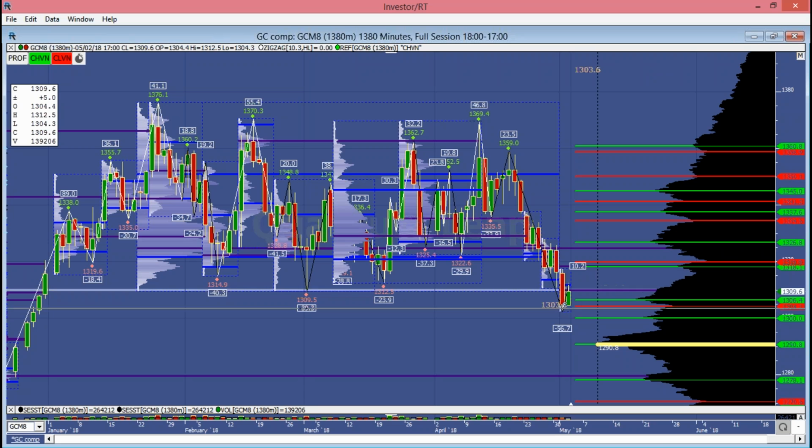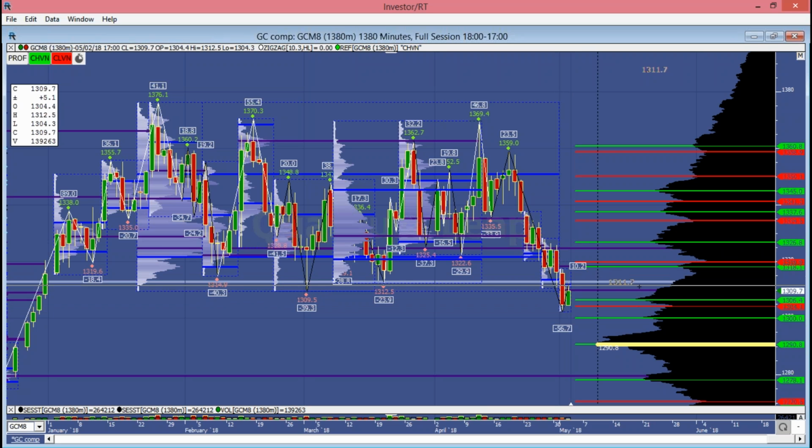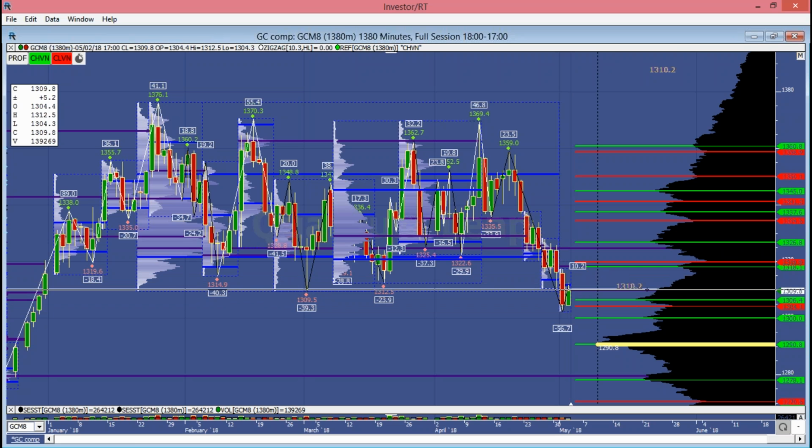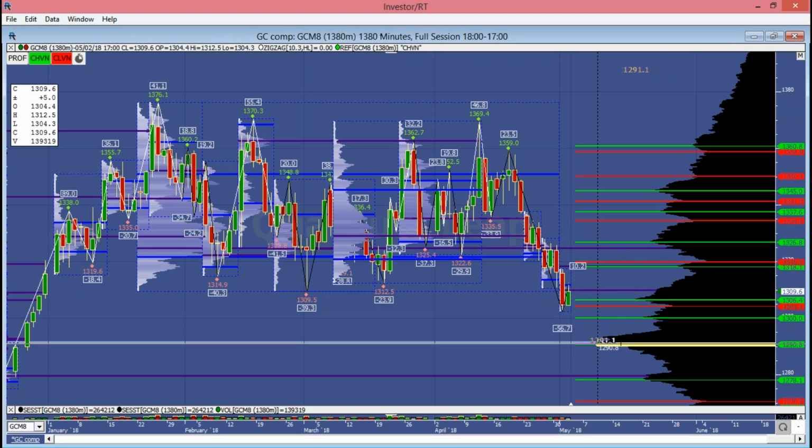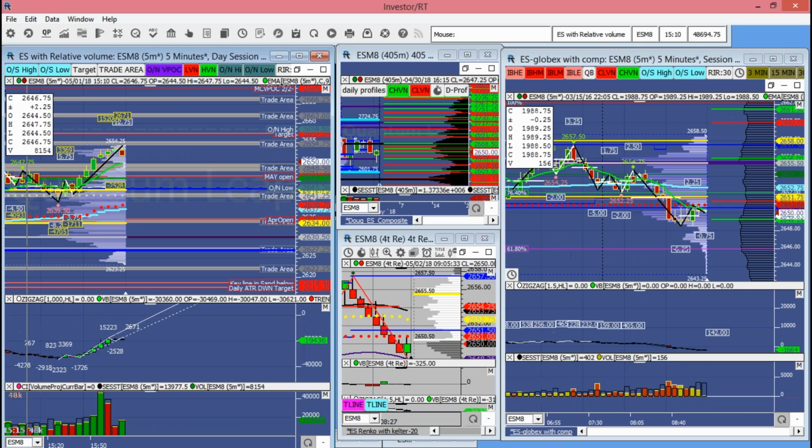I expect us to chop in this area coming into the Fed, and then based on the news, either a pop back up into the 25 or a breakdown and a break below 1300 and a move down to the 1290, depending on how they react to the Fed announcement.